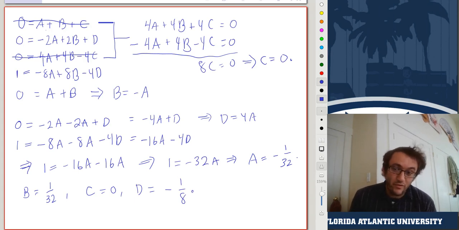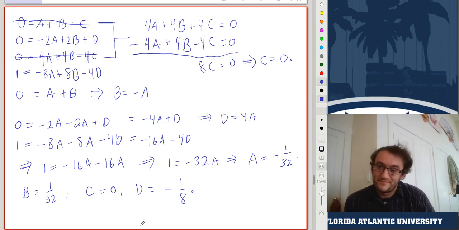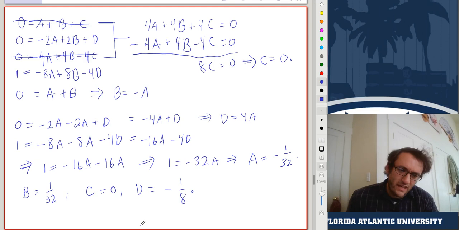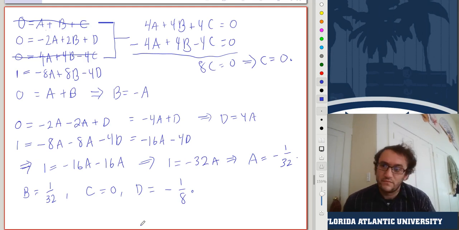Okay, so now we have all of our constants. And the problems that you usually get of this type are not quite so complicated in terms of solving for the coefficients.